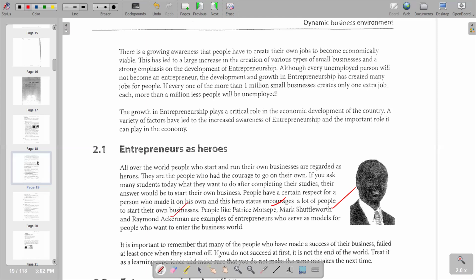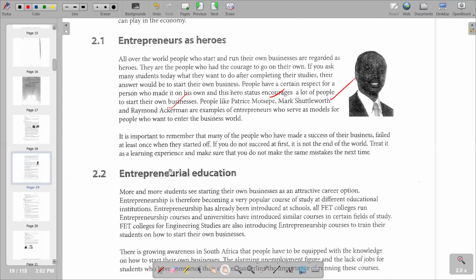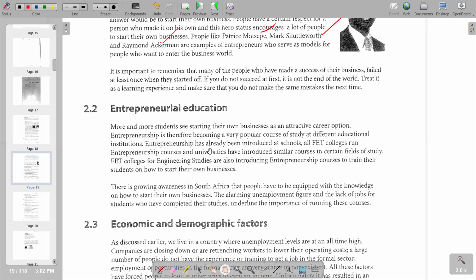Moving on, you'll see that we also have the issue of entrepreneurial education that is being offered in the institutions that we have in the local economy.